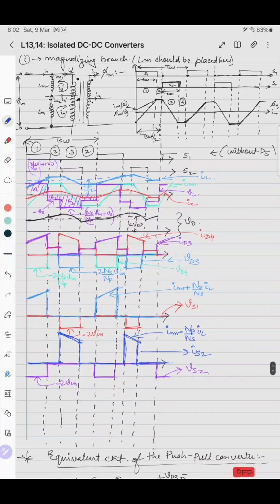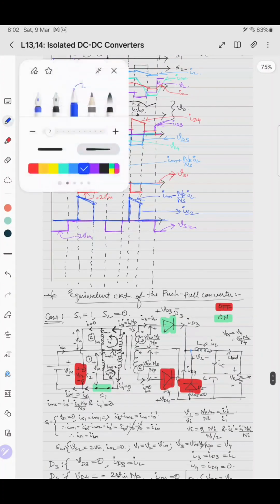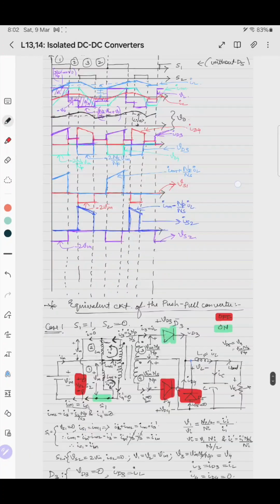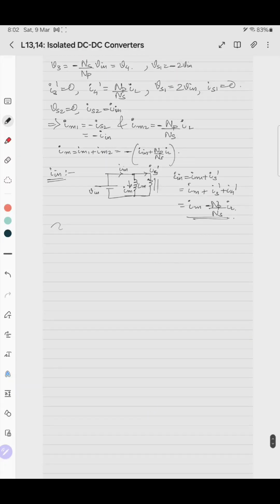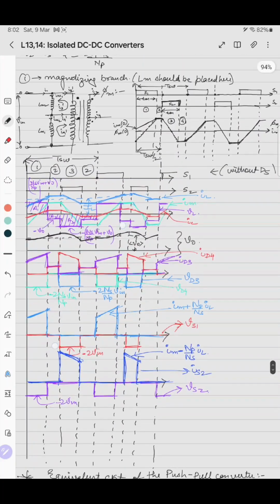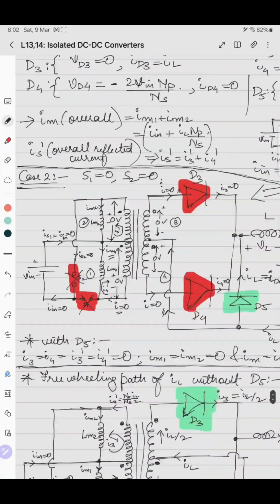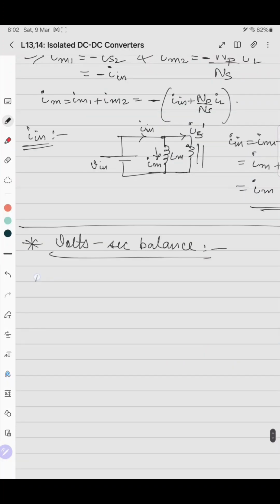So we have drawn all the steady state waveforms of the push-pull converter. Now we'll quickly do the volt second and amp second balance. In volt second balance, we have to see the inductor current. So A1, A2, A3, A4. A2 is equal to A3. So A1 equals 2A2 plus A3. A1 equals A2 plus A3 plus A4.